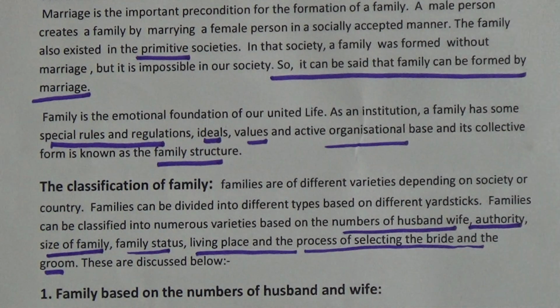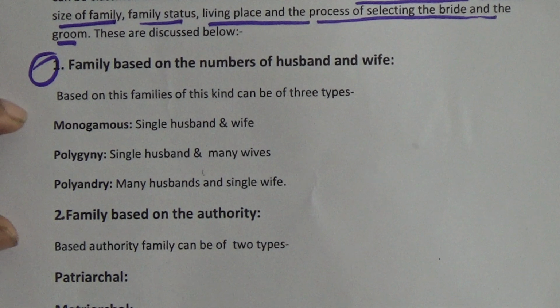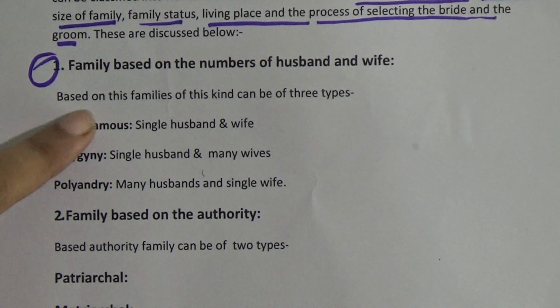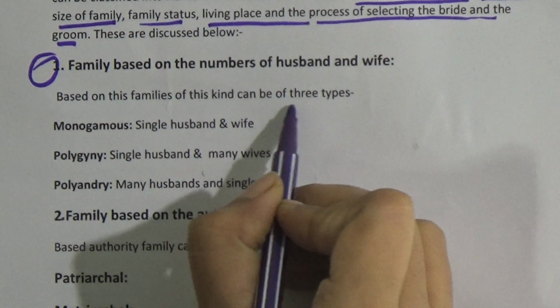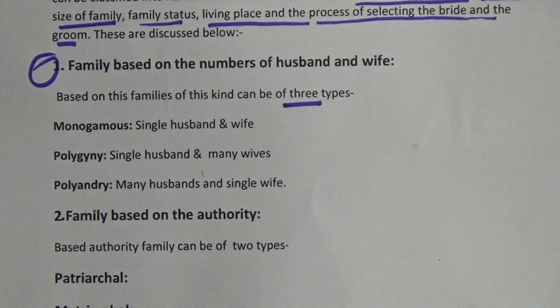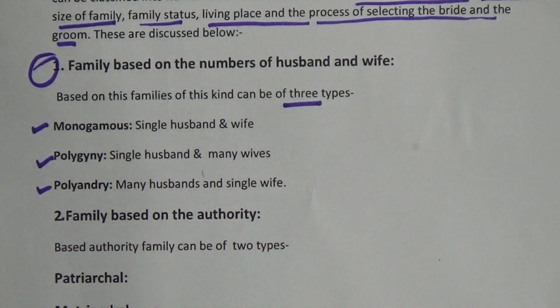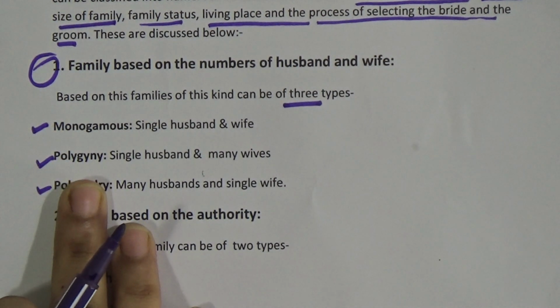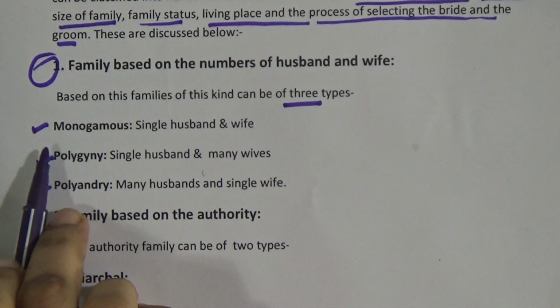The first one is family based on the number of husbands and wives. So at first, based on the number of husbands and wives, we will discuss the family types. Families of this kind can be of three types: monogamous, polygyny and polyandry. The monogamous family is very popular and very usual in modern society.